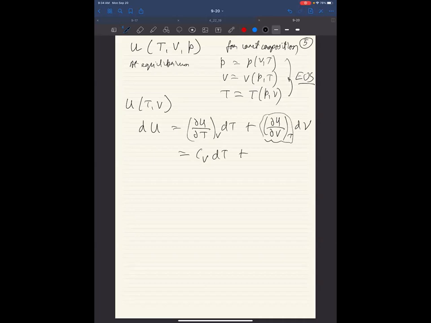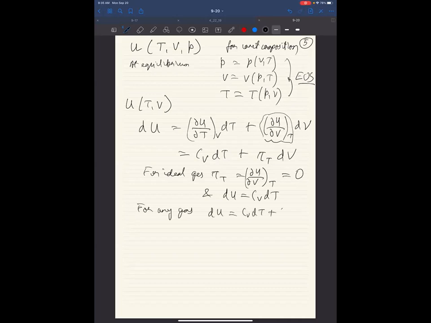And we gave this a name. Anyone remembers? Internal pressure. It was pi, right? Internal pressure pi T multiplied by dV. And we showed that for an ideal gas, pi T is equal to partial U by partial V at constant T is equal to 0, and dU is equal to Cv dT. For any gas, ideal or not, dU is equal to Cv dT plus pi T dV. This relation is very general. It's true for anything. dU is equal to Cv dT is true only for an ideal gas.